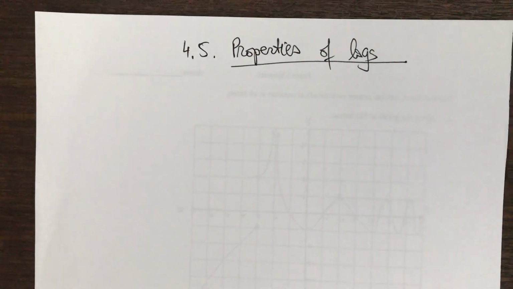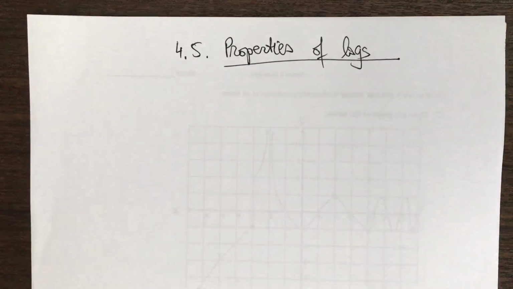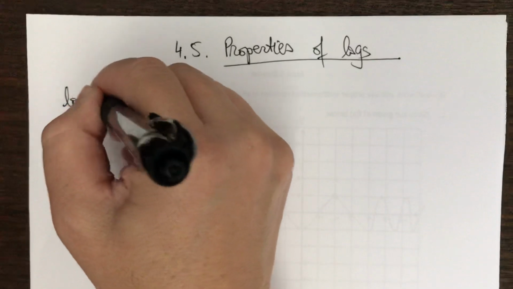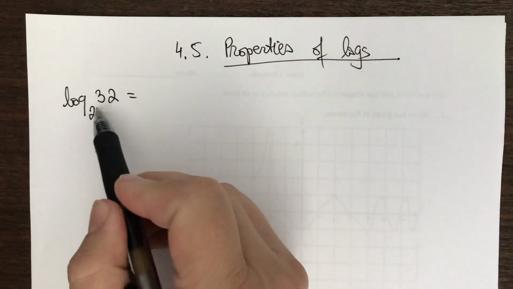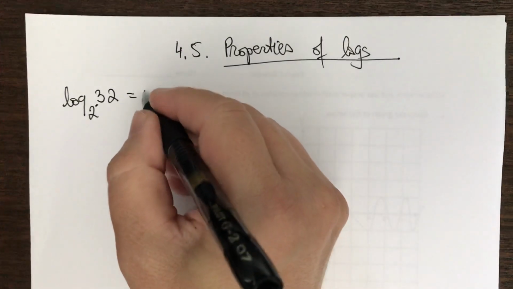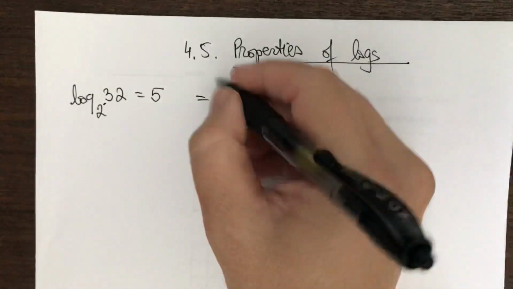All right, class, here's section 4.5, properties of logs. These are going to come really in handy when we solve logarithmic equations in the next section. So, just one more time, what is the log with base 2 of 32? Well, the log with base 2 of 32, again, has to equal the exponent to which you have to raise 2 in order to get 32, right? So that would be 5.